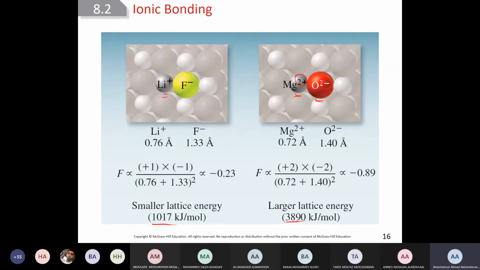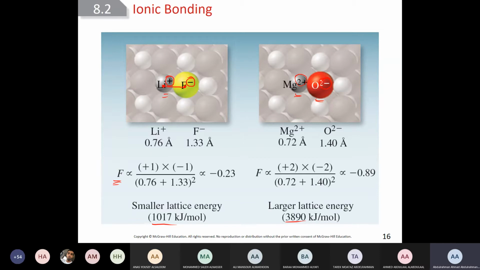Good. I don't understand. Can you repeat? Look at the numbers, the force here between them. This is the energy between them. It depends on the charge and the distance, which is from here to here.